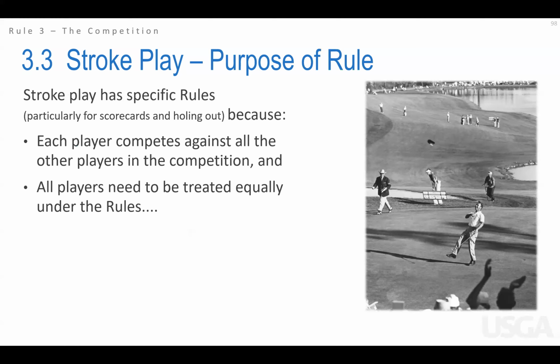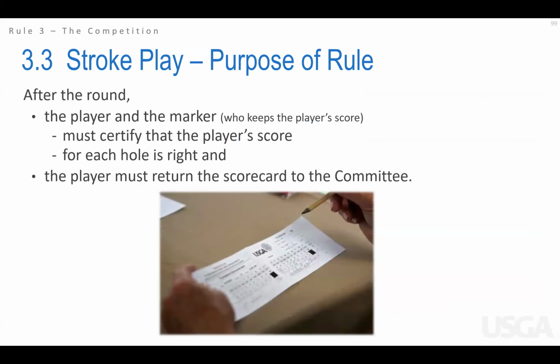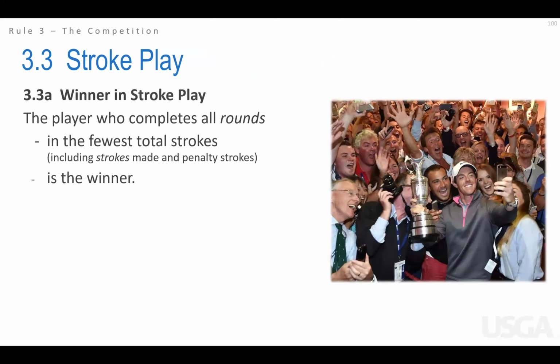Just like with match play, stroke play has some specific rules, particularly for scorecards and holing out, because one, we need to hole out because we need to know our score on every hole, and we need to turn in a scorecard at the end of the round. After the round, we have a player and a marker. The marker is the person who keeps that player's score on the scorecard. We have to certify the player's score. We have to sign our scorecard. We have to make sure each hole is correct, that we're going to return that scorecard to the committee.